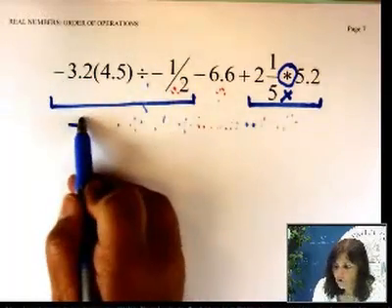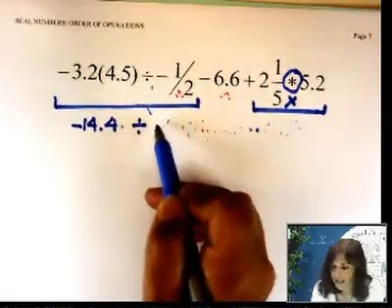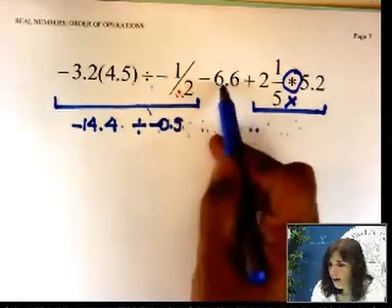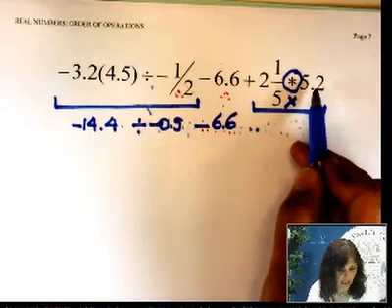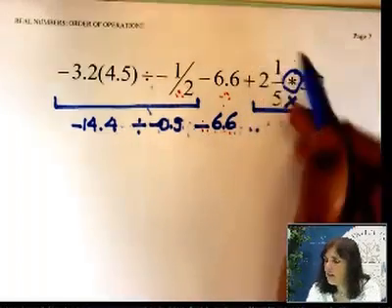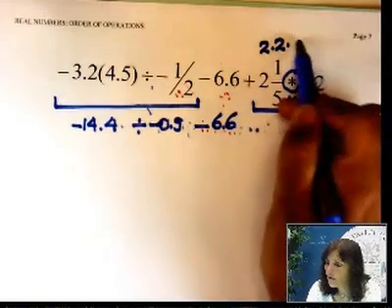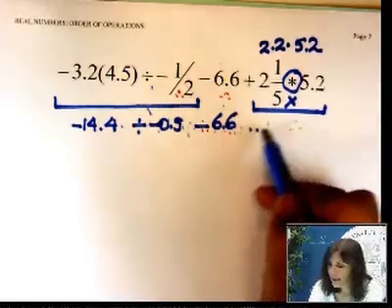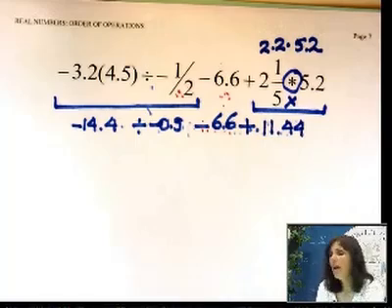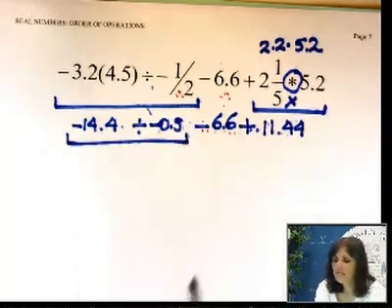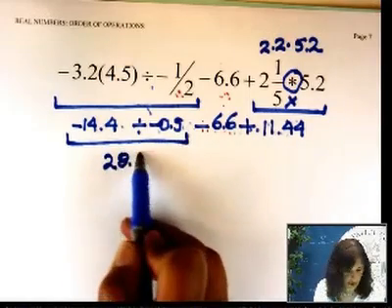That gives me negative 14.4. I still have to divide this by a negative 0.5. I still have a negative 6.6. And I multiply these two guys, and that actually gives me 2. This one, you can think of it as 2.2, and this one is 5.2. When I multiply, I get 11.44. Look what I have. Now, I still have this division to do. So these two things divided will give me 28.8.